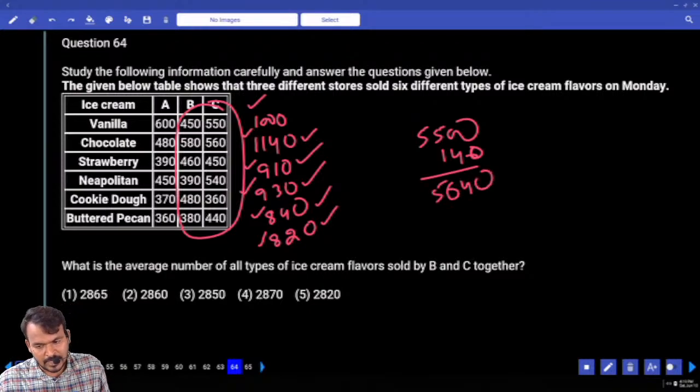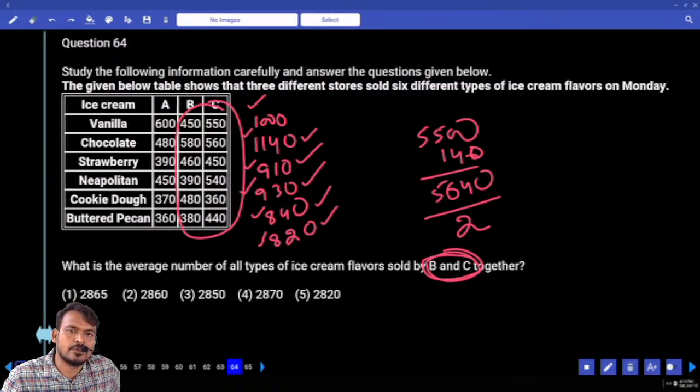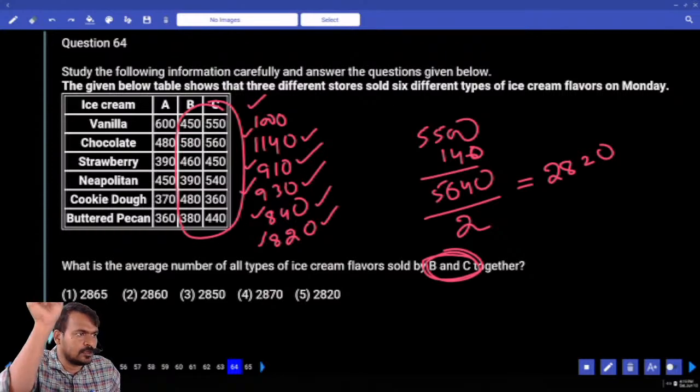5640 divided by 2. How many items? 2 items, or not? Means it is 2820, or not? Here B and C, B total value, C total value. How many items? 2 items.